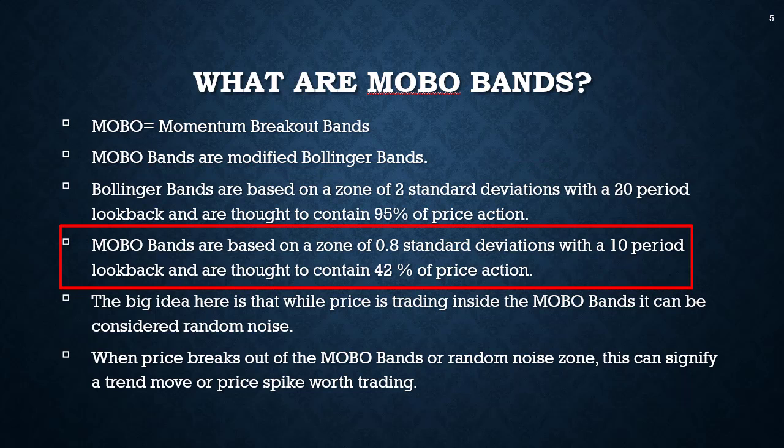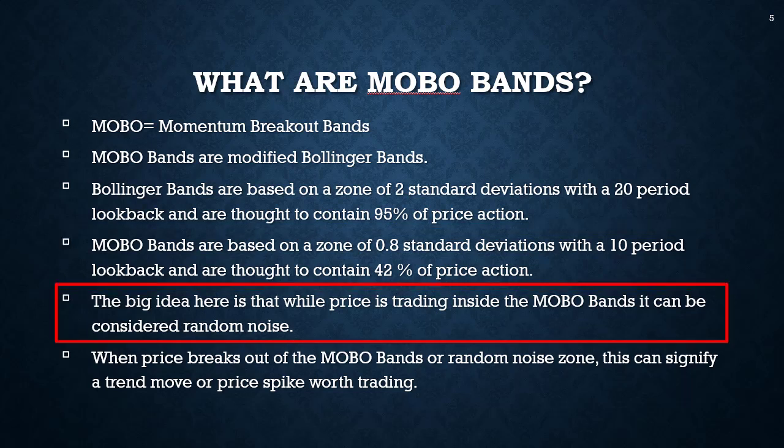MOBO bands are a little bit different. They're based on a smaller zone. The guys who came up with this use 0.8 standard deviations with a 10-period look back. So it's a narrower band with a shorter look back, and this zone is thought to contain 42% of all the price action. So the normal behavior of the market is to sort of trade inside this band.